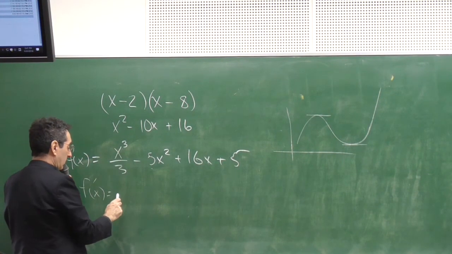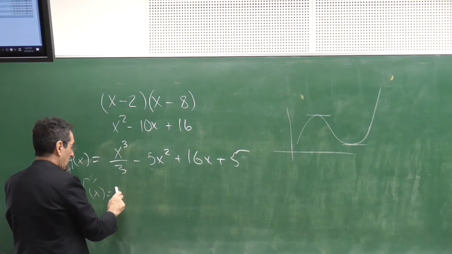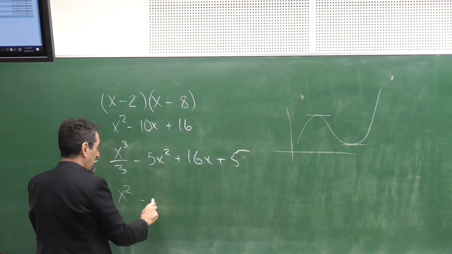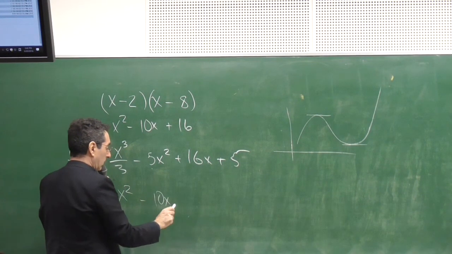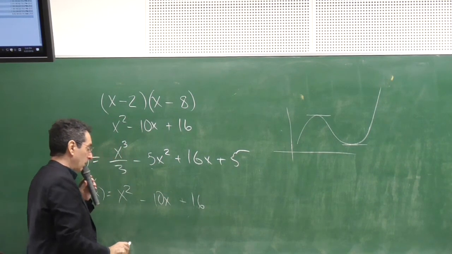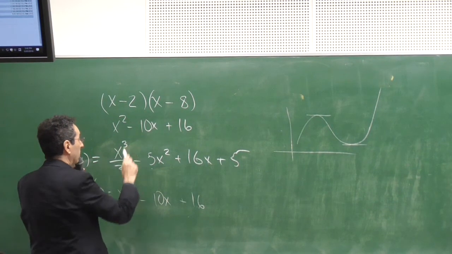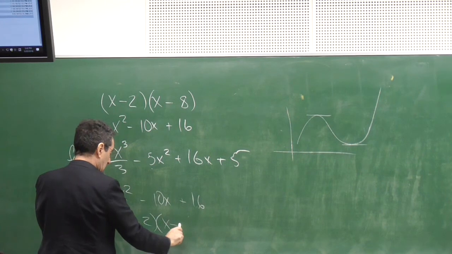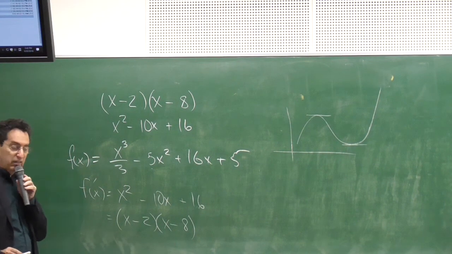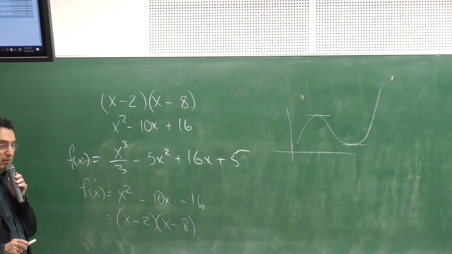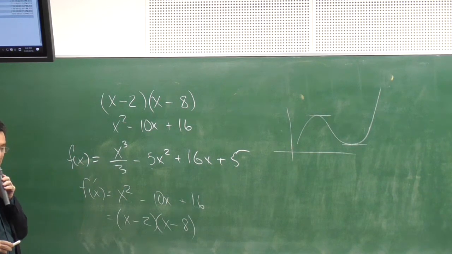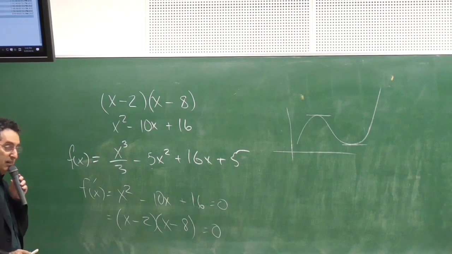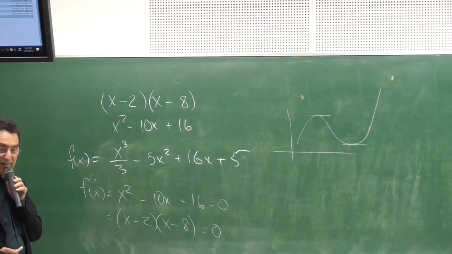and then find out where it's 0, because that's where the slope is 0. So we find this derivative. I constructed it so this would be nice. So it's what? X squared, right? First term is x squared. Second one is 10x. Third one is 16. Okay, which can be factored into x minus 2, x minus 8. Okay? So now we want to find out where the slope is 0, where the derivative is 0. So we set it equal to 0. And we see that it's 0 at 2 and 8.